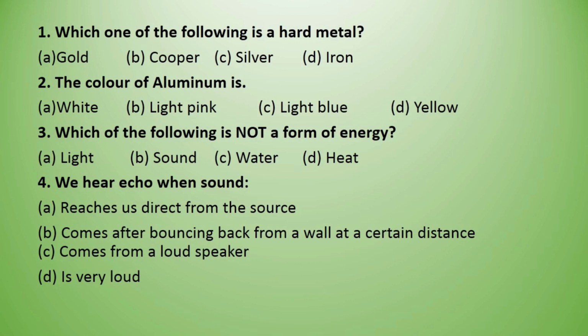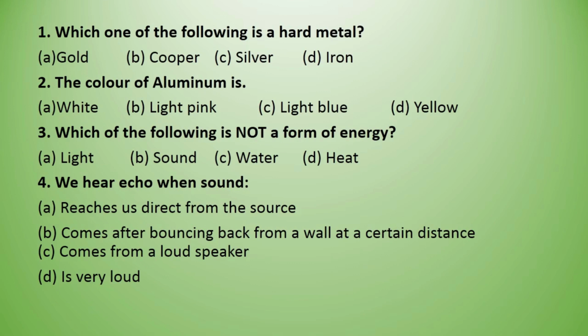1. Which one of the following is a hard metal? A. Gold, B. Copper, C. Silver, D. Iron. Answer is D. Iron. 2. The color of aluminum is A. White, B. Light pink, C. Light blue, D. Yellow. Answer is C. Light blue. 3. Which of the following is not a form of energy? A. Light, B. Sound, C. Water, D. Heat. Answer is C. Water.